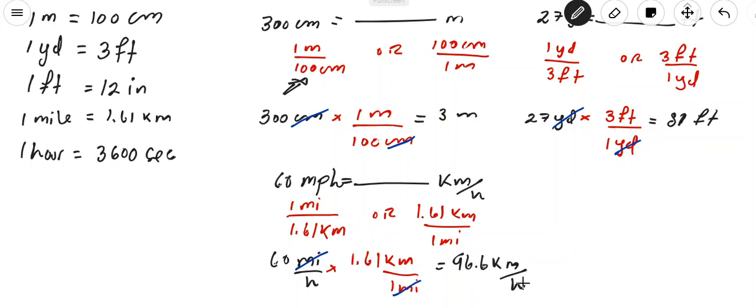I didn't have to convert the hours, because I have miles per hour and kilometers per hour. Now, what happens if instead of converting with the information that I have here on the board, I want to convert miles per hour into meters per second?